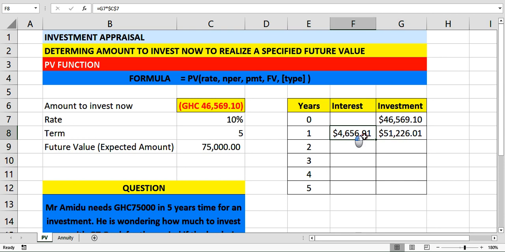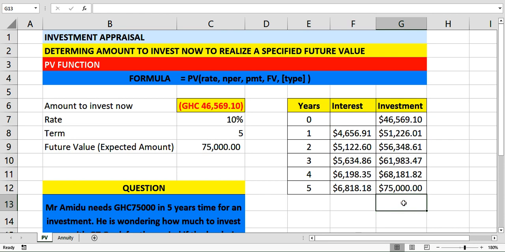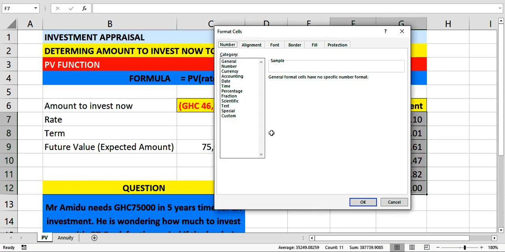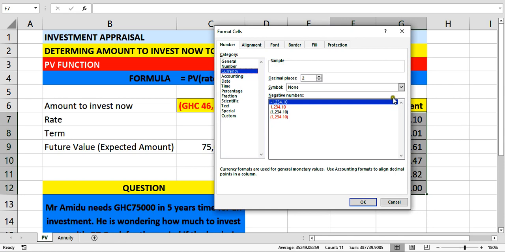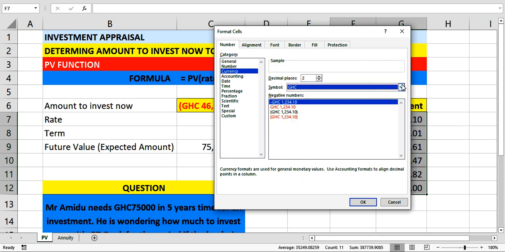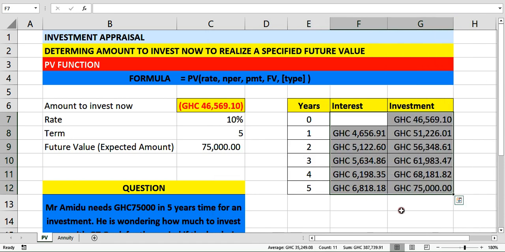Once we achieve this, we highlight up to the end and we go to Control D and we are done. However, you can see by default they are in dollars. We don't want it in dollars, so you can highlight it, go to Control 1 and change the currency to Ghana cedis. And we can expand it a bit. Alright, so that is it.